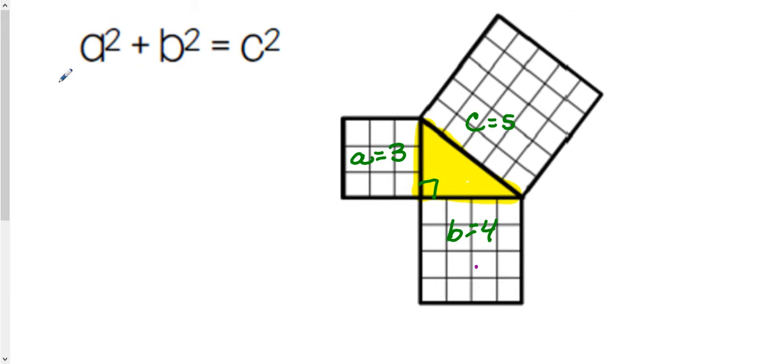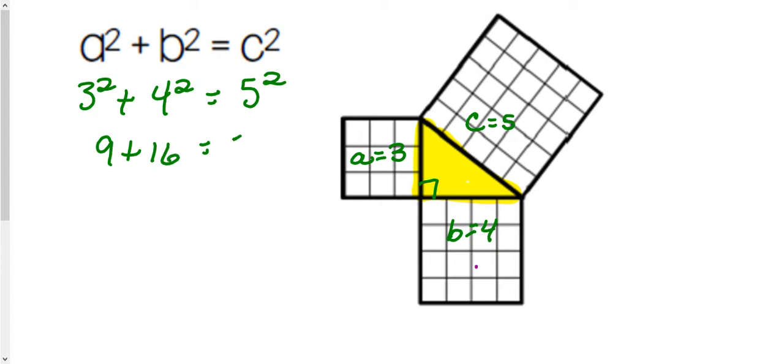So A squared, or 3 squared, plus B squared, or 4 squared, is equal to C squared, or 5 squared. So 3 squared is 9, and 4 squared is 16, and 5 squared is 25, and 9 plus 16 is 25. So indeed that works. So A squared plus B squared is equal to C squared. So we're going to use that formula to determine the side lengths, whether we're missing a leg or a hypotenuse.